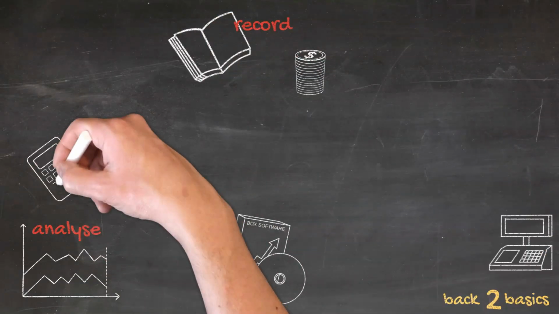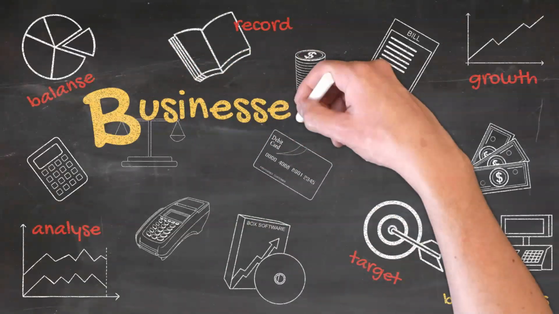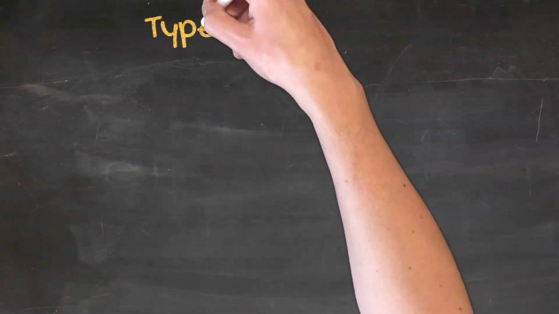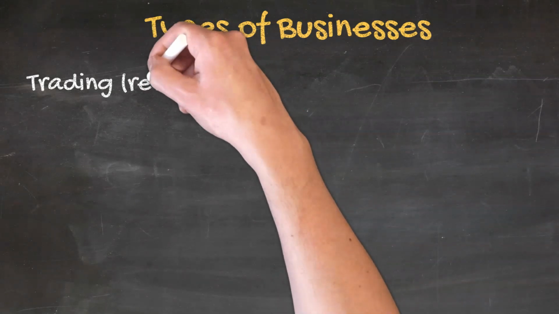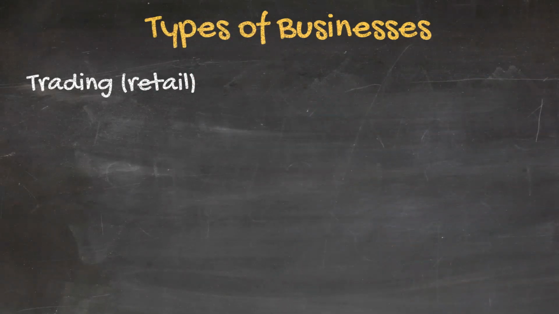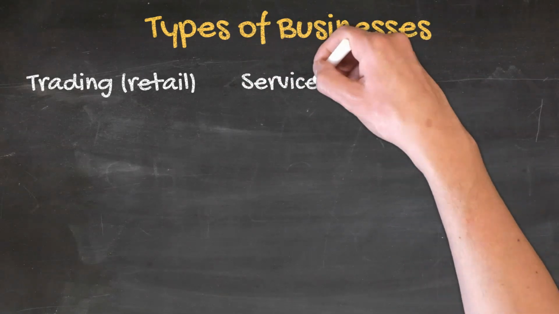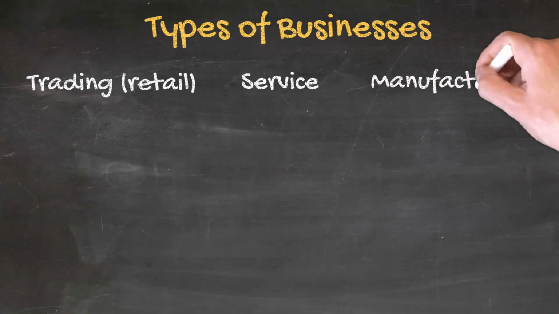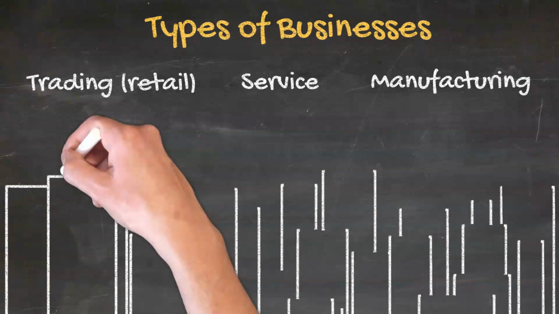In this video, I'll be introducing the various business forms available specifically in South Africa. Different forms might be available in other countries. There are mainly three groups of businesses. A trading business, also known as a retail business, where you buy and sell products for a profit. There are also service businesses, where the business provides a service for a fee. And then there's manufacturing. These businesses manufacture a product to sell.